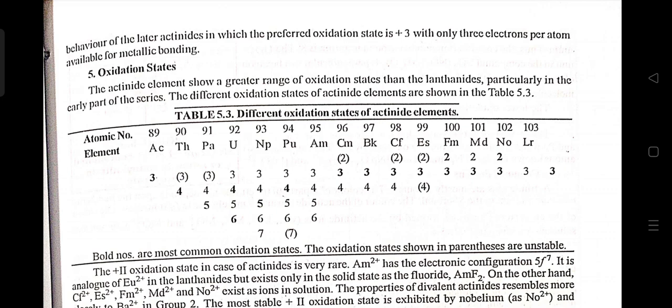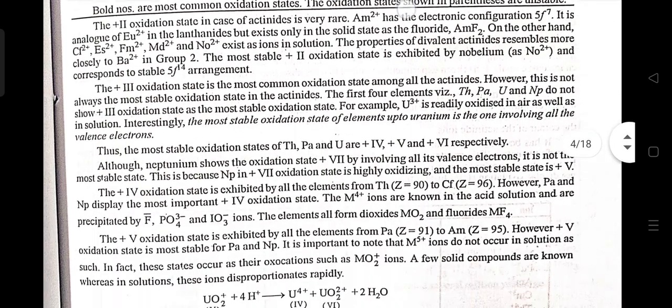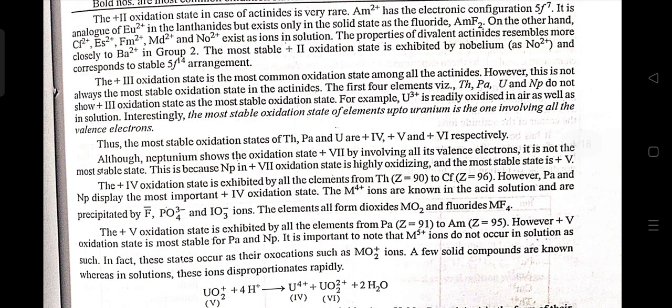Oxidation state. The actinide elements show a greater range of oxidation states than the lanthanides, particularly in the early part of the series. The different oxidation states of the actinide elements are shown in Table 5.3. The +2 oxidation state in the case of actinides is very rare. Am2+ has the configuration 5f7.